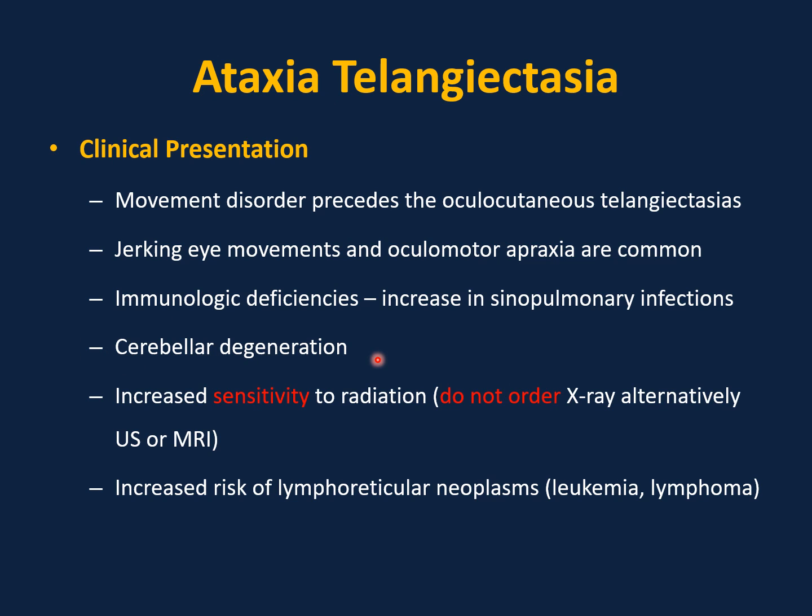Cerebellar degeneration, increased sensitivity to radiation. So please do not order X-ray or CT scan for these kids with ataxia-telangiectasia. They are super sensitive to the radiation and can develop tumors or leukemias. So you can alternatively use ultrasound or MRI or other imaging modalities, but not X-ray or CT scan as much as possible. Increased risk of lymphoreticular neoplasm, leukemia, and lymphoma.